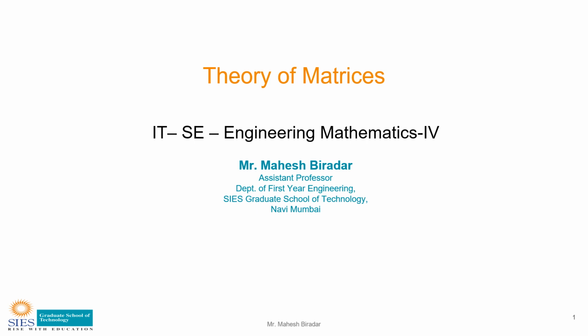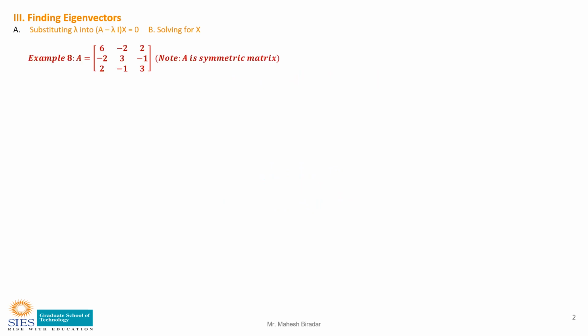Hello friends, let us continue the part. We are going to find eigenvectors. So here the given matrix is a symmetric matrix, all of you note. So let us calculate the trace of this matrix first. Trace is equal to sum of diagonal elements, which is 12. SMD, sum of minors of diagonal elements, which is 36.